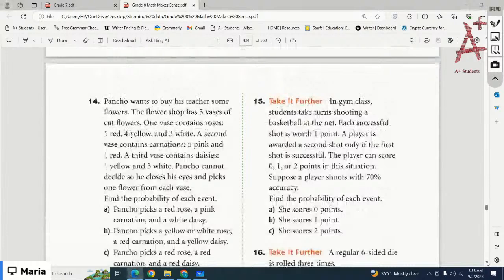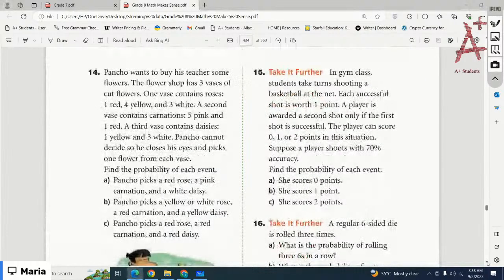Let's just do question number 15. In a gym class, students take turns shooting a basketball at the net. Each successful shot is worth 1 point. A player is awarded a second shot only if the first shot is successful. The player can score 0, 1, or 2 in this situation. Suppose a player shoots with 70% accuracy. What is the probability of each event? She scores 0 points, she scores 1 point, and she scores 2 points.